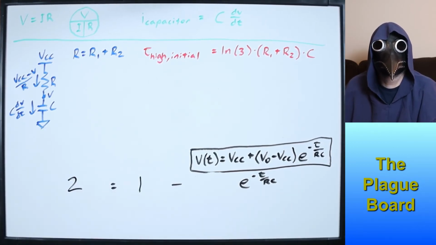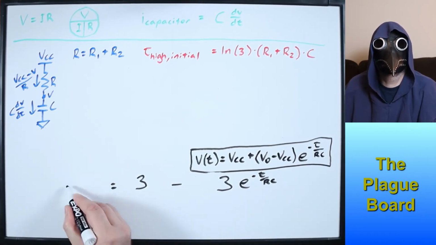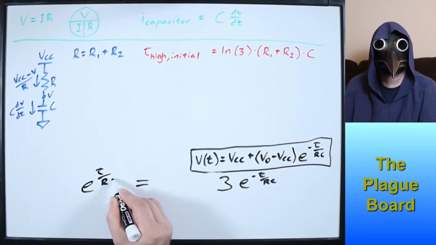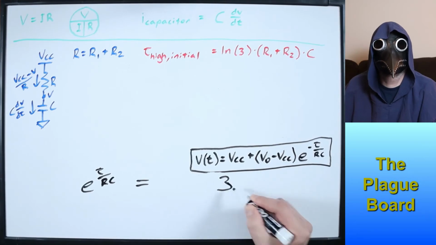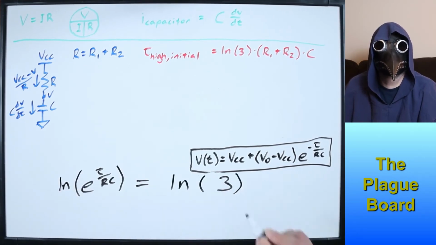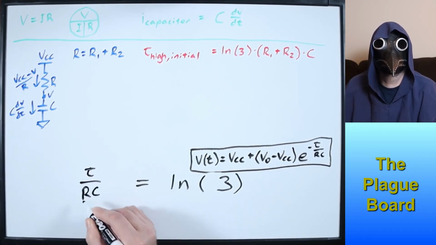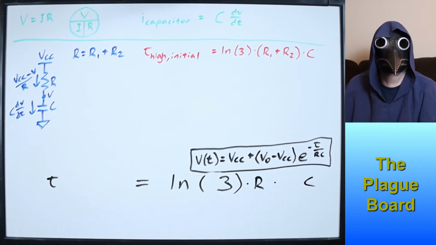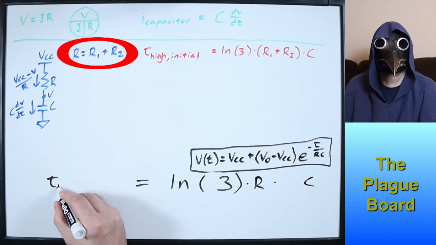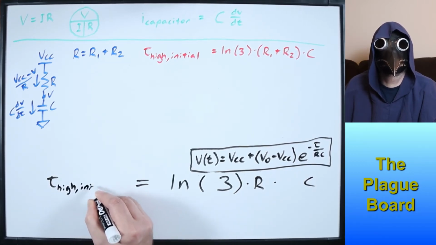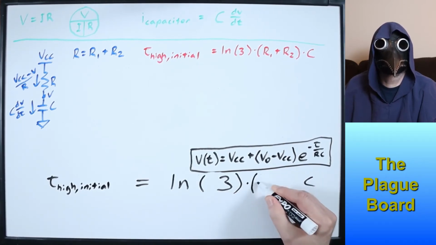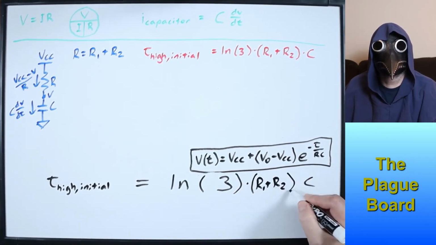I'll multiply both sides by 3 and subtract 3 from both sides. I'll negate each side and multiply each side by e to the t over RC. Take the natural log of each side to cancel out the e, and multiply each side by RC. Knowing that R represents R1 plus R2, we have the initial time high equal to the natural log of 3 times the sum of R1 and R2 times C.